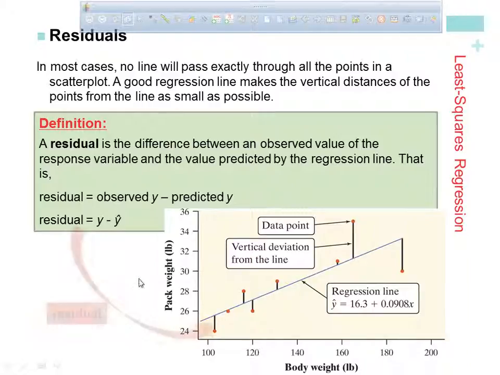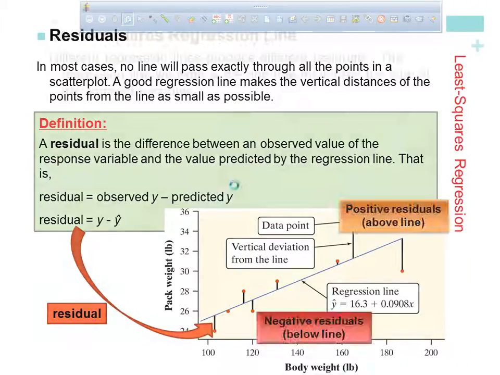Okay. So then it says residual is y minus y hat. In that case, that residual would be negative. Can you see that? Maybe I should turn up the lights. It says negative residual below the line, positive residual above the line.